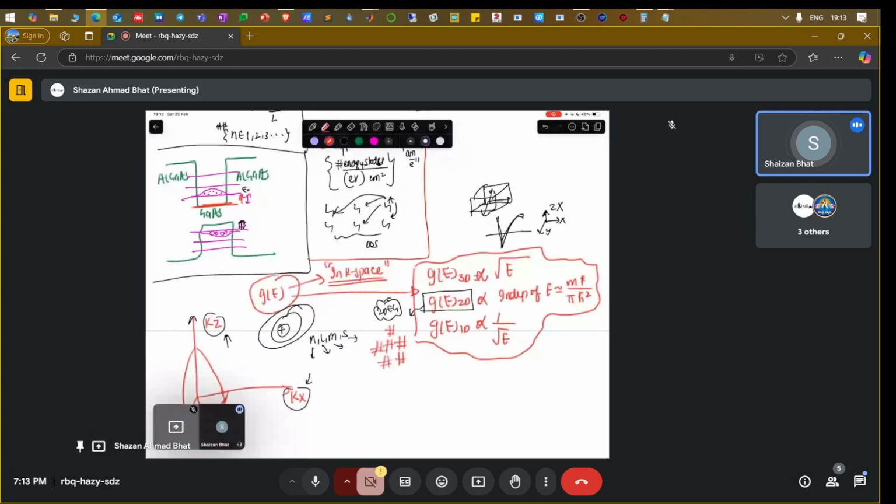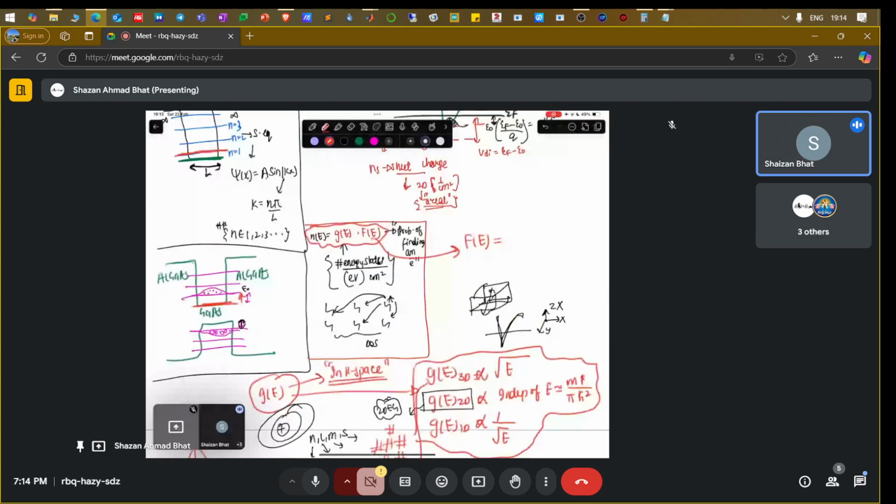So what does it mean? What does it mean in 3D? And the Fermi function comes from thermodynamics. It doesn't have anything to do with quantum mechanics. The Fermi function doesn't have any quantum mechanical parameter as such, because the Fermi function is 1 over 1 plus e to the power of E minus Fermi level divided by kT. It's all a thermodynamic thing.